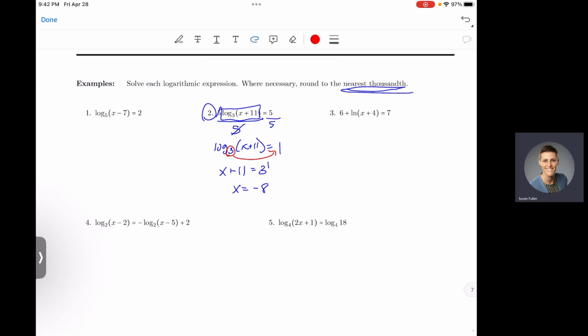Now we just have to check and make sure that this is actually a solution. So you're going to take that negative 8 and plug it into your log. You really don't have to check that both sides of the equation are equal. What we're looking for is to make sure that anything inside a log is greater than 0. So when we plug in negative 8, what we have inside this log is negative 8 plus 11. That's 3. 3 is greater than 0, so we are good. And that means our solution is x equals negative 8.